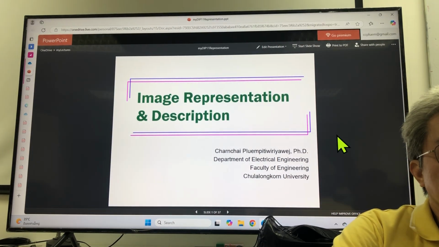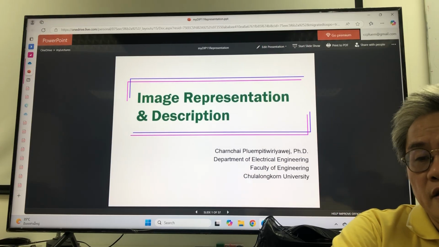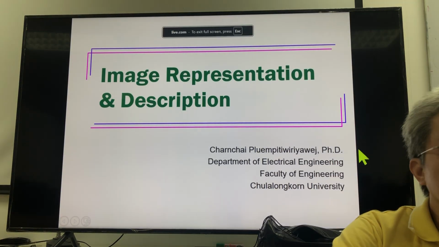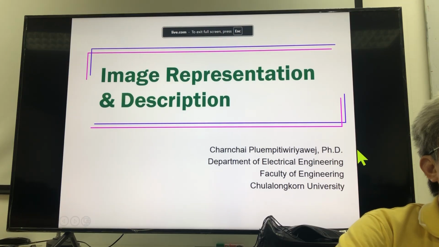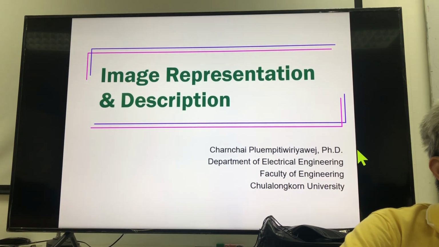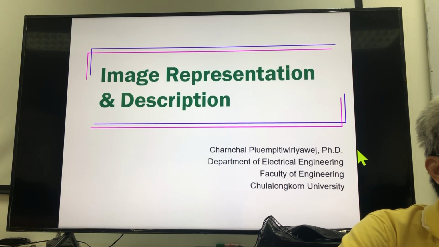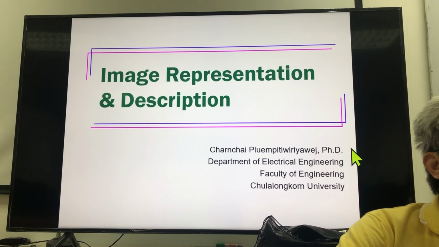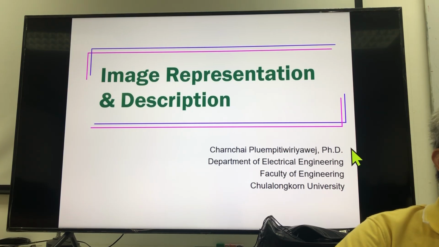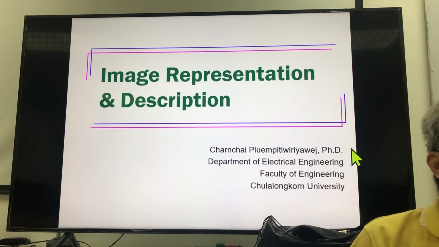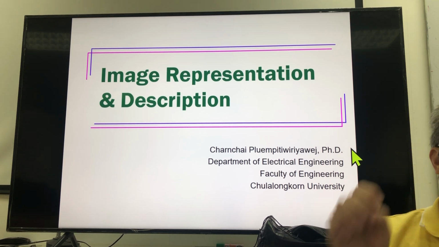Image representation and description. This is usually the task that we do after the segmentation. Once you have segmented an object, now you want to represent the object by a certain description, and that's what we call image representation and description.